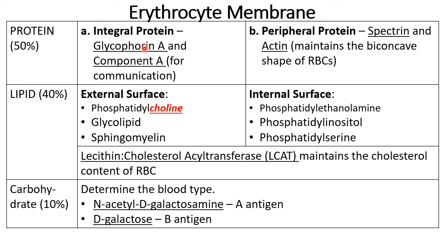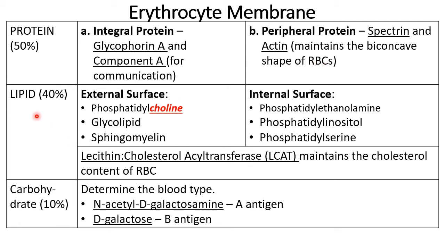Well, for now, tandaan lang natin yung integral protein for integration with other RBC, for communication yan. Peripheral protein, basically, lahat ng yan to maintain the shape of the RBC. Ano ba ang normal shape ng RBC? It is biconcave and ang size niya is 6 to 8 micrometer.